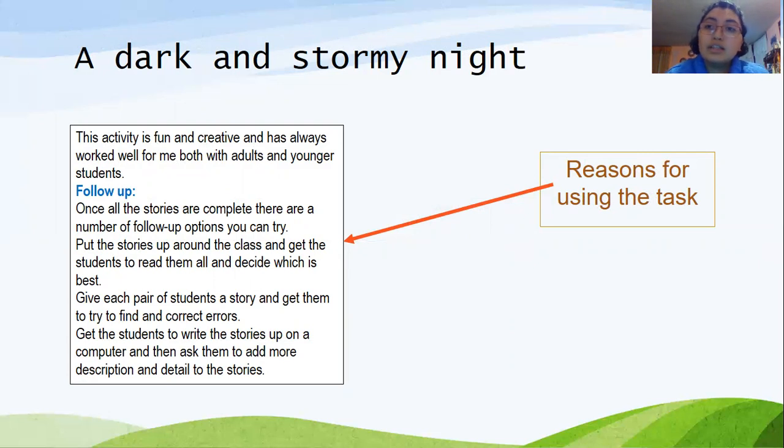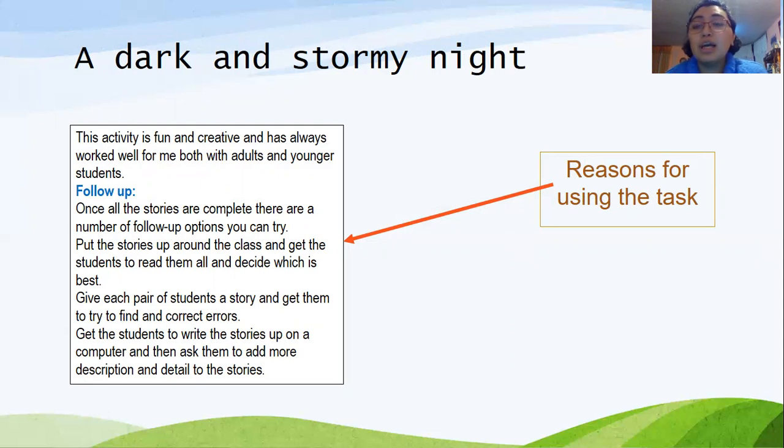And also, the author suggests that we can have other follow-up activities when we finish writing this story. In this case, once all the stories are complete, there are a number of follow-up options you can try. Put the stories up around the class and get the students to read them all and decide which is the best. They are also practicing speaking, and the rest of the class is practicing listening. Give each pair of students a story and get them to try to find and correct errors.